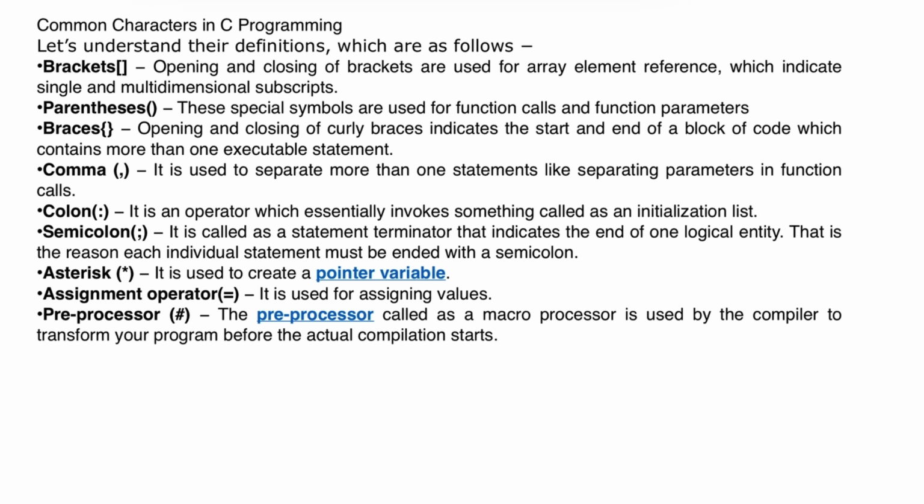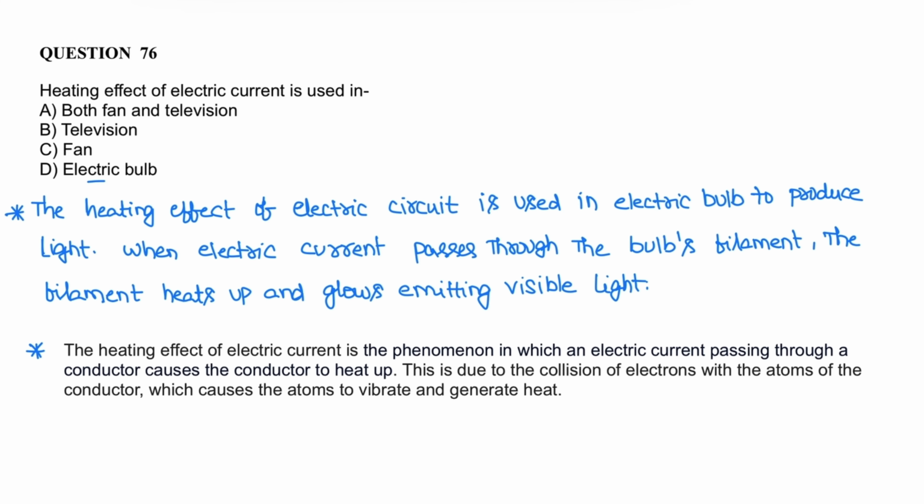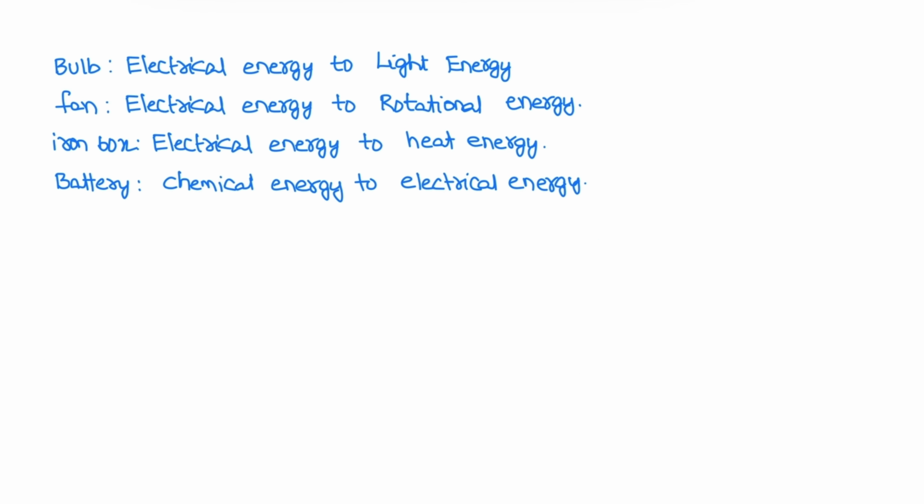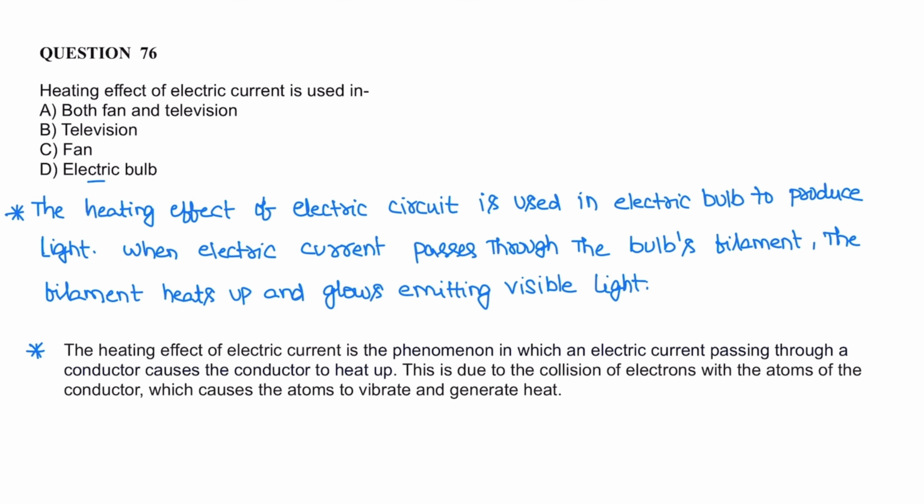Question number 76. The heating effect of electric current is used in. So generally, bulb converts electrical energy to light energy. Fan converts electrical energy to rotational energy, that is mechanical energy. Iron box converts electrical energy to heat energy, and battery converts chemical energy to electrical energy. In the question, as per the options, the relevant answer is electric bulb. The heating effect of electric current is used in electric bulb to produce light. When electric current passes through the bulb's filament, the filament gets heated up and glows, emitting visible light. So correct option is D.